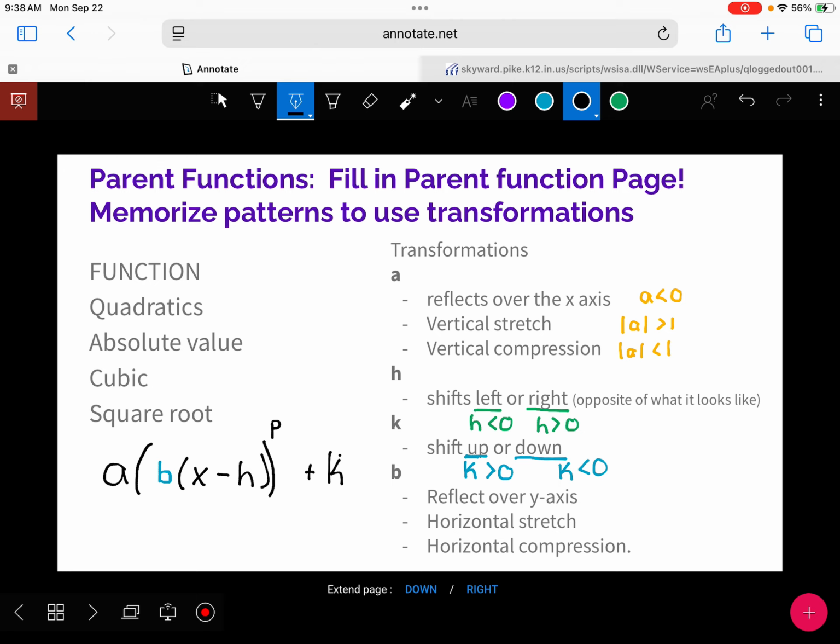So B is kind of a new piece. And this is where we would get something that would reflect over our y-axis. So instead of flipping upside down, it reflects this way. So it goes this way around our y-axis. So B is weird, but it's very similar to A. It is, again, being multiplied inside. A is multiplied out in front. B is being multiplied inside.